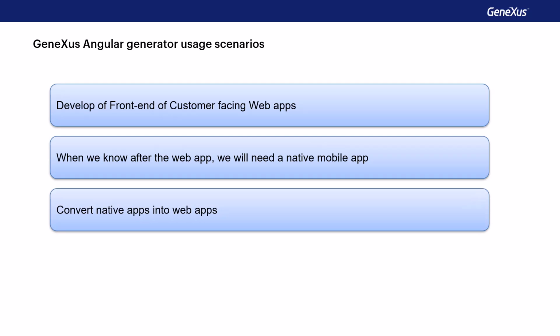Angular can also be used when we've already developed a native Android or iOS app with Genexus, and we need a web front end. This case is similar to the previous one, since the same objects can be used, changing the layout design for web, and then generating the same application we had in Angular.